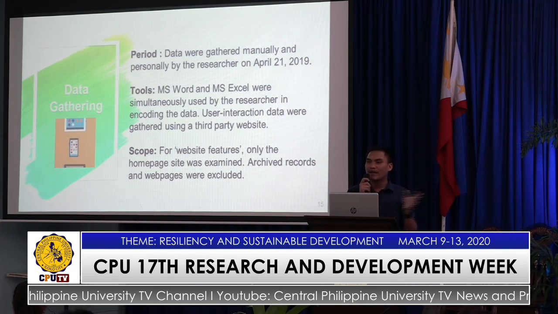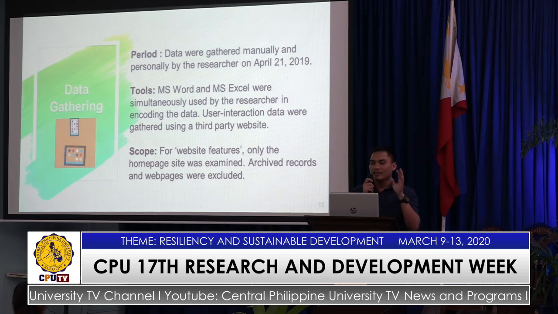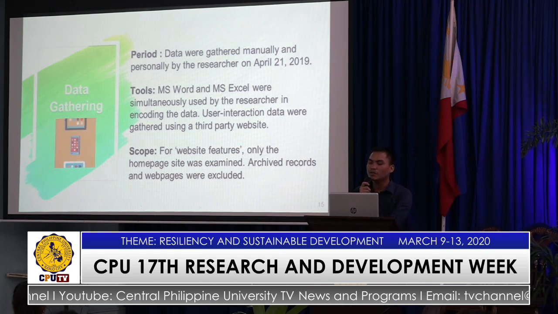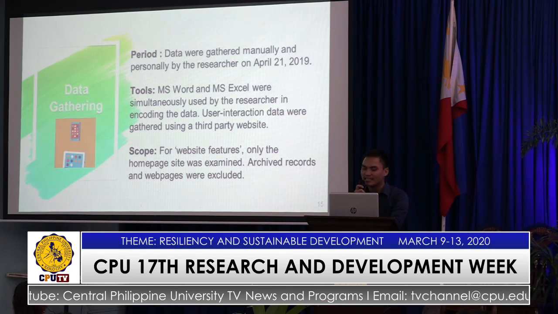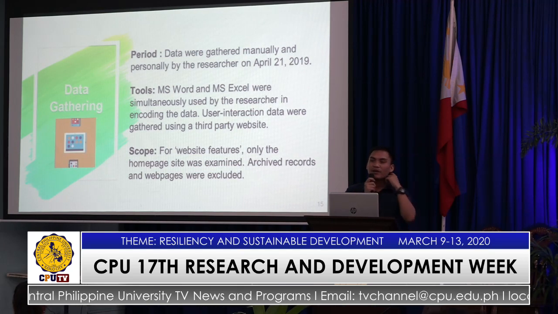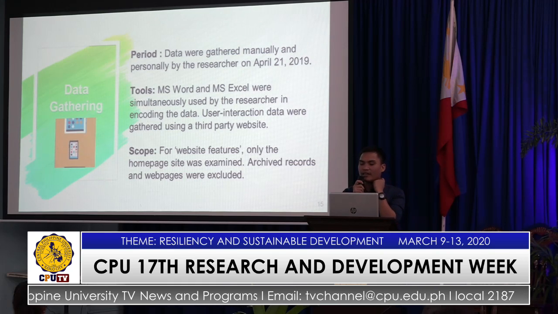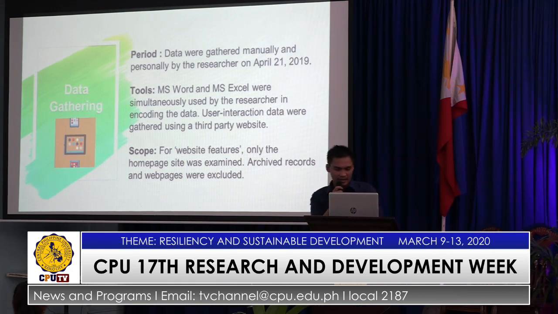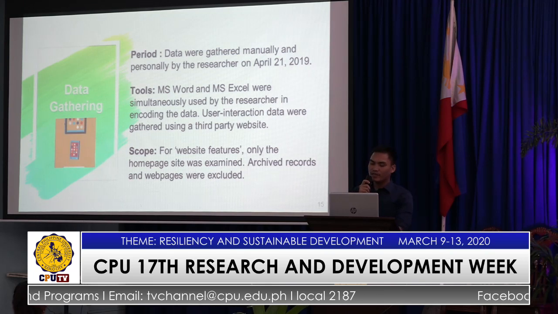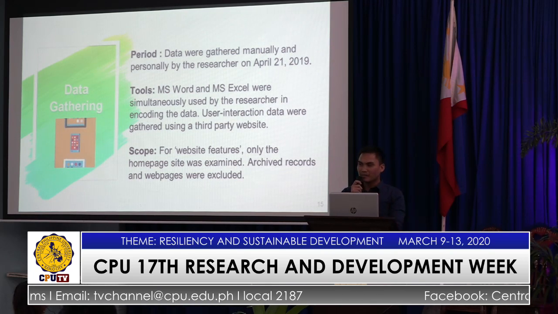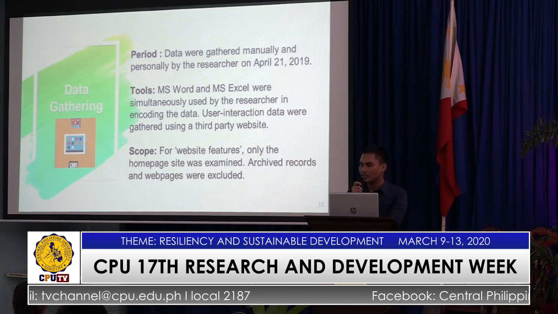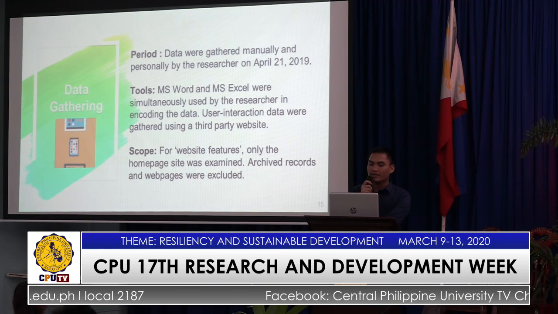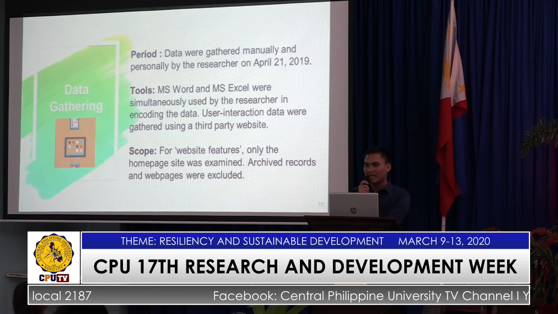For the data gathering, I gathered all my data on April 21, 2019 to make sure that I did not have any bias to any of the websites. All of the data were gathered on the same day. For tools, I just used MS Word and MS Excel, and I formulated my own coding sheets. User data were gathered using a third-party website. As for scope, website features were limited to the homepage of the websites, so archives, records, and other web pages were not examined.